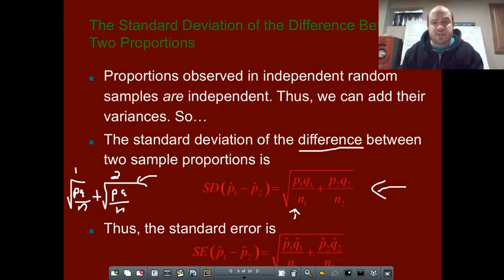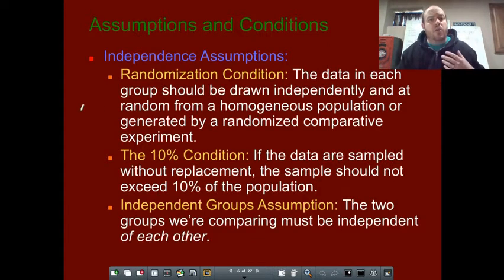All right, so let's keep moving along. Along with our one proportion z-test, we had assumptions and conditions that had to be met. A lot of these are going to be the same, but because we have two samples now, they're slightly different. But these same assumptions and conditions apply for both confidence intervals and hypothesis tests. It's the same for both.